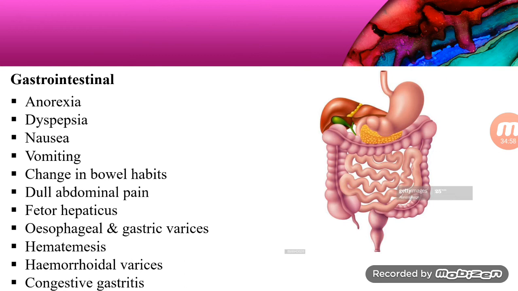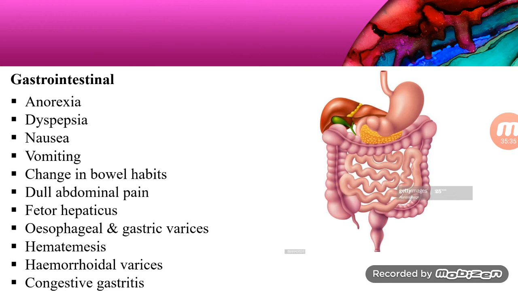Then next is gastrointestinal symptoms. We'll see anorexia, then dyspepsia. What is dyspepsia? Dyspepsia is indigestion. Due to indigestion, there will be discomfort, or there will be pain in the upper abdomen. That is dyspepsia. And nausea, vomiting, then change in bowel habits. It can be constipation, it can be diarrhea sometimes, then dull abdominal pain, then fetor hepaticus.